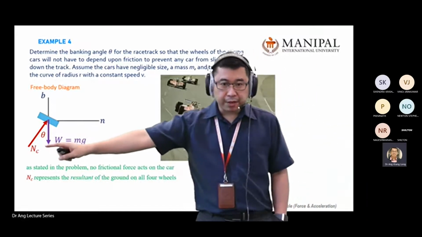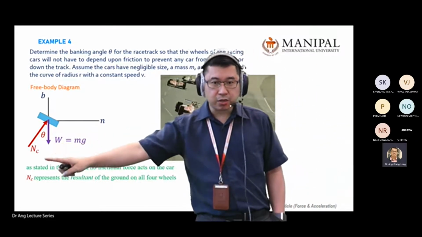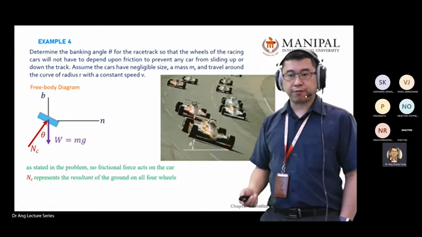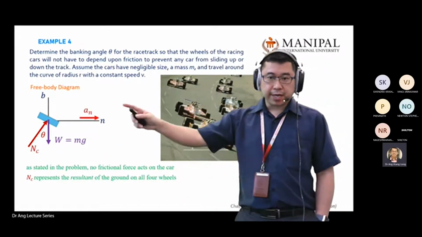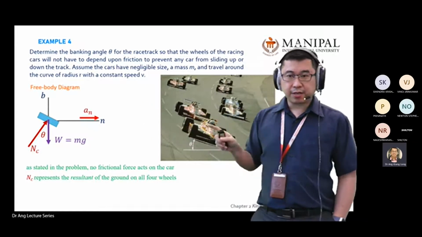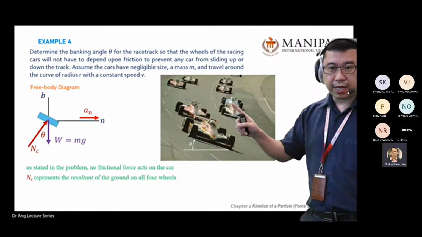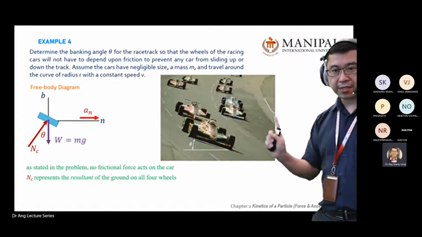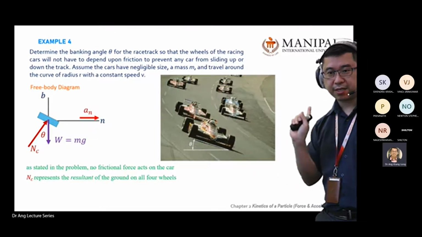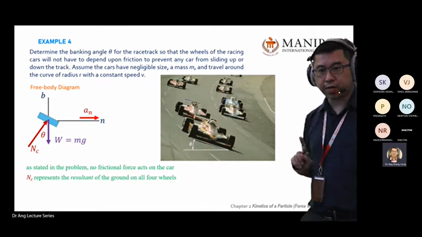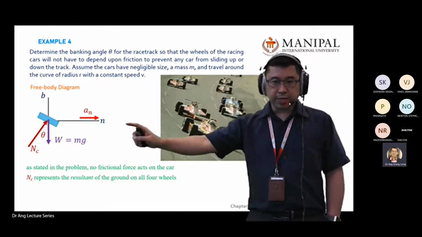So in this case, we just find the forces for the car first. So you have NC, the normal force, and an acceleration toward the inside. Let's say this is a curve. So there is a normal acceleration toward the center of the circle so that the car does not go up and does not go down. So there's an acceleration here.